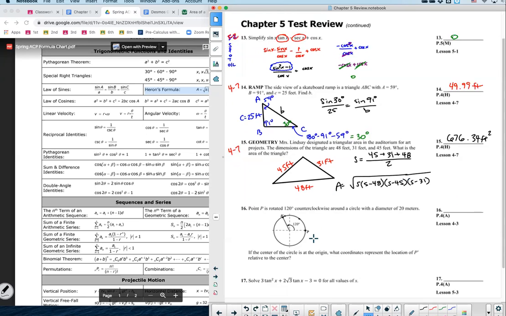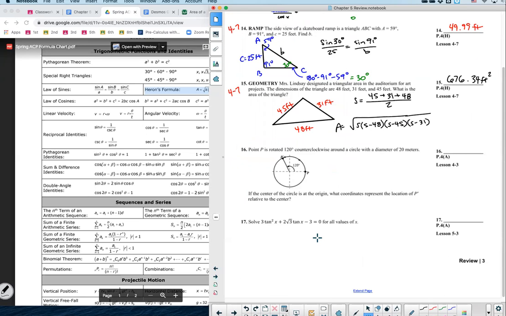All right, number 16. So as it says on the side, this is lesson 4.3, the unit circle. It says point P is located 120 degrees counterclockwise around a circle with a diameter of 20 meters. So the diameter here is 20 meters, which means the radius would be 10 meters. There's point P, it should be prime, is 120 degrees rotated. If the center of the circle is at the origin, what coordinate represents the location of P prime relative to the center?